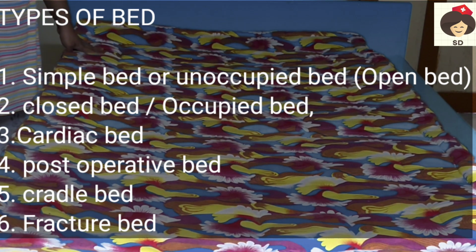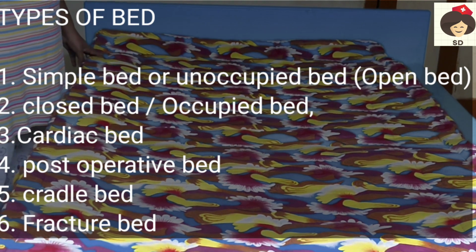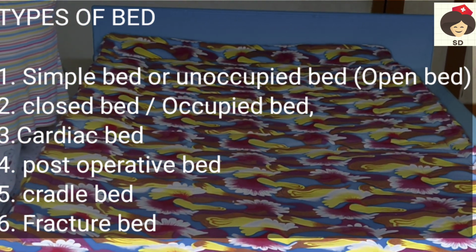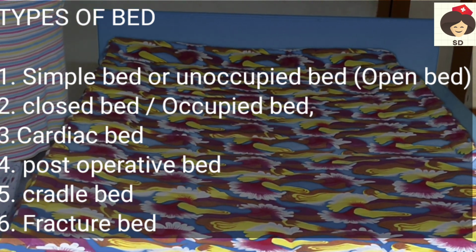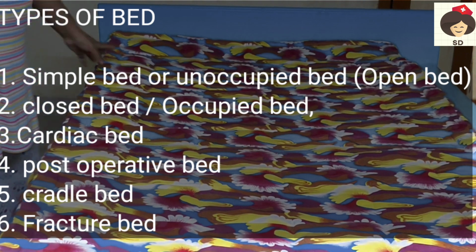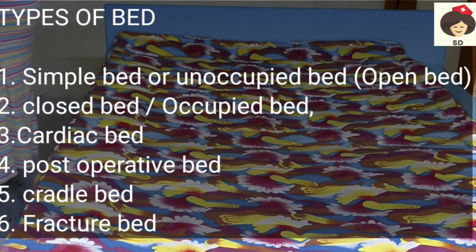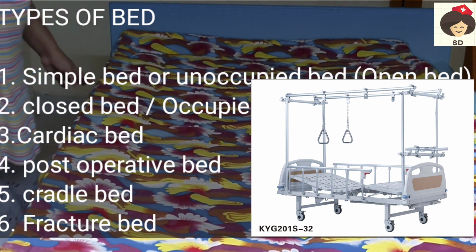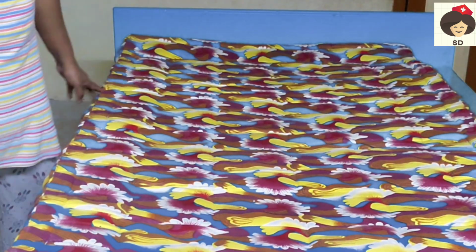Okay, and otherwise there is the fracture bed, which is used in the orthopedic area. Here we will keep some splints ready for the patient, because we don't know what type of fracture. So according to the type of fracture, the patient may need a splint. As per the need, we have to keep the splints also on the bed. Okay, so these are the types of bed. Today I will be dealing only with the open bed.